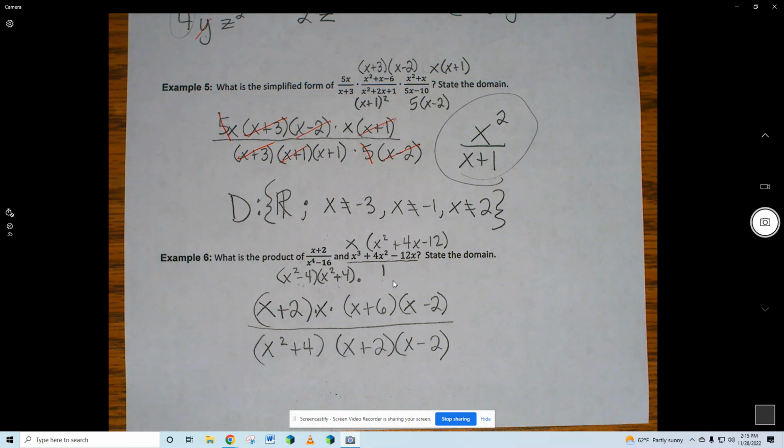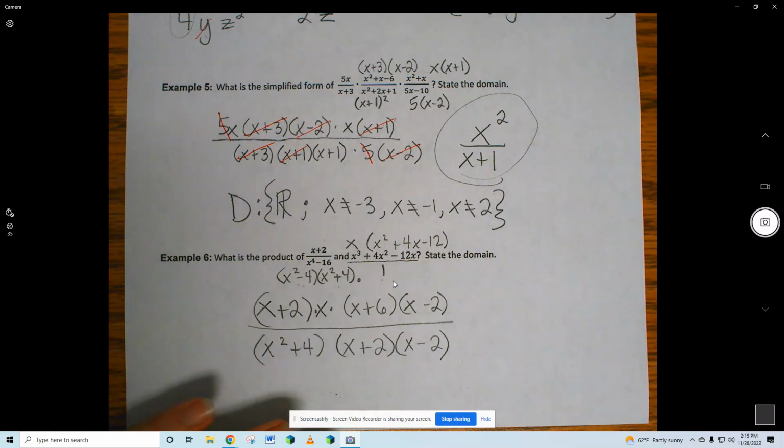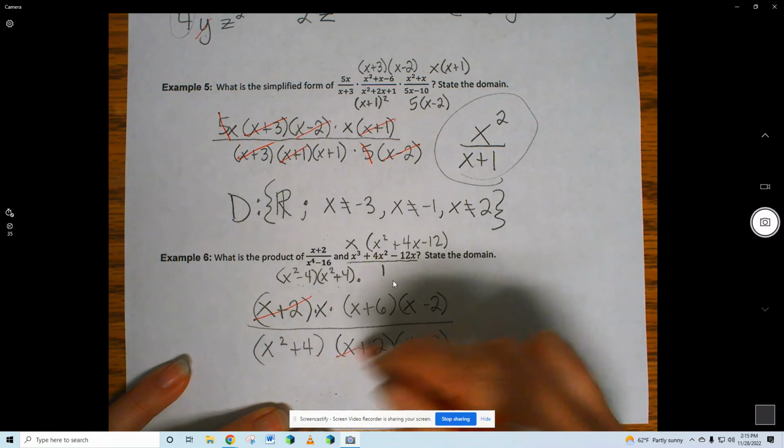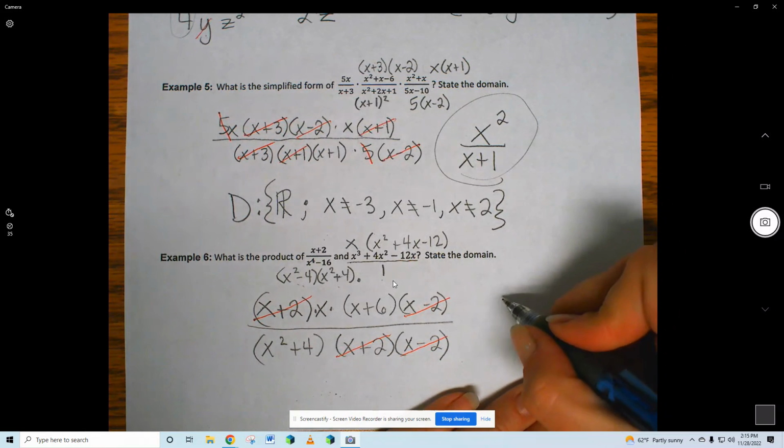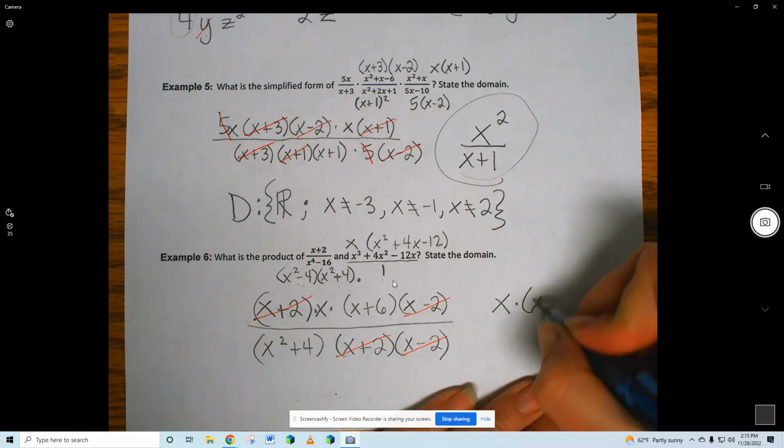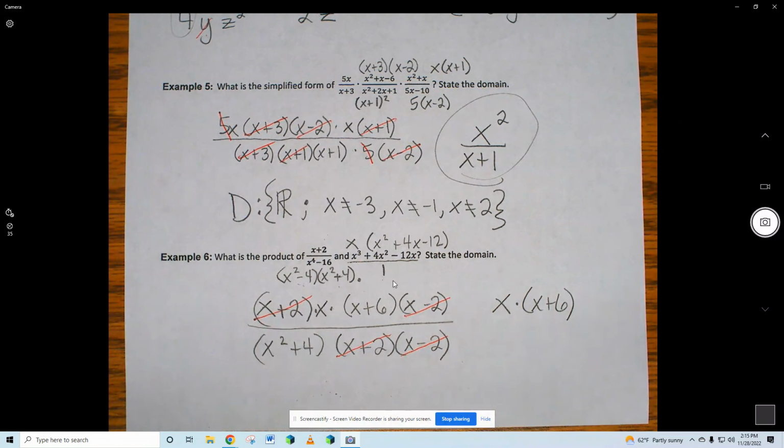So, cross out what can cross out. So I'm not, again, in my domain. Hold on. Cross out, cross out. Cross out, cross out. Okay. Numerator only has x and x plus 6. Now I'm not going to even distribute it. I'm going to leave it like this.